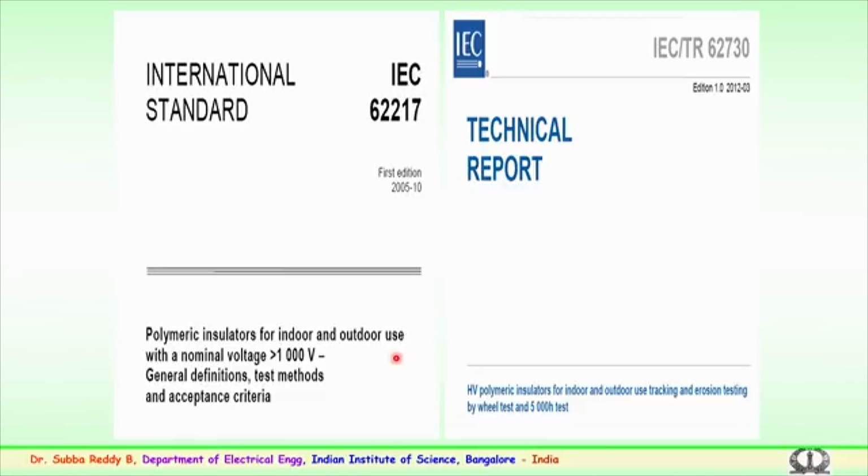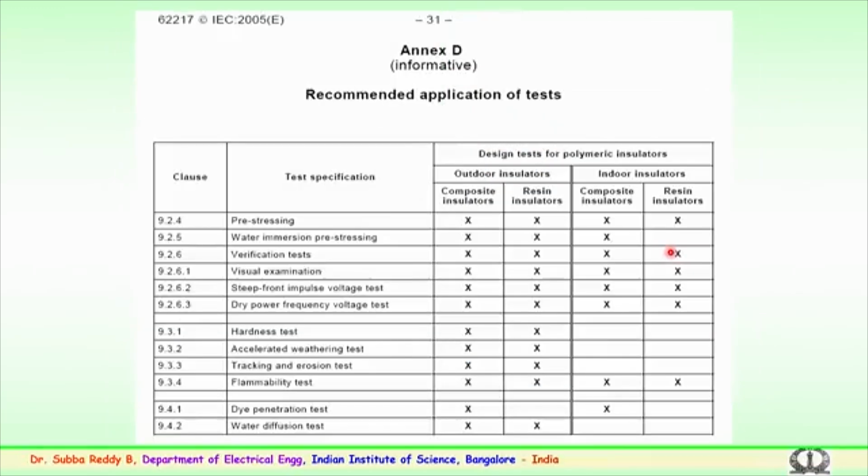Similarly, there is a technical report from the IEC, 62730. This again gives important information about high voltage polymeric insulators, both for indoor and outdoor, and stresses the importance of tracking and erosion, particularly by the rotating wheel test for a period of 5000 hours, how the testing has to be carried out, and the importance of various aging testing aspects. So, these are some of the standards; there are other standards for each testing in general. These are also of importance.